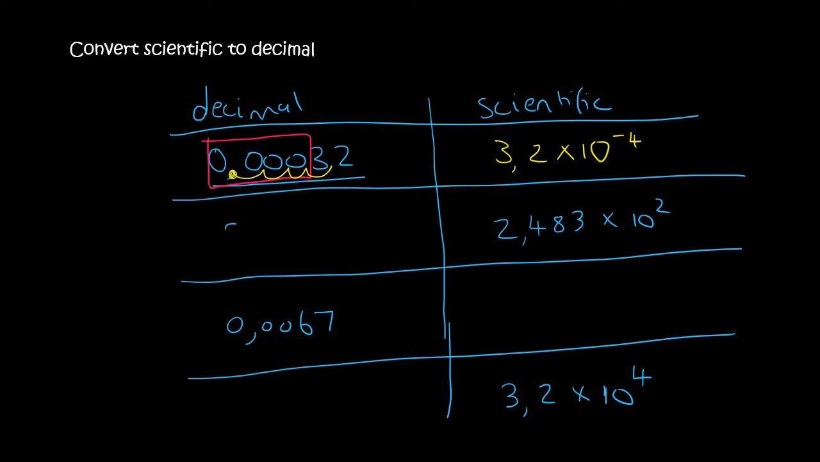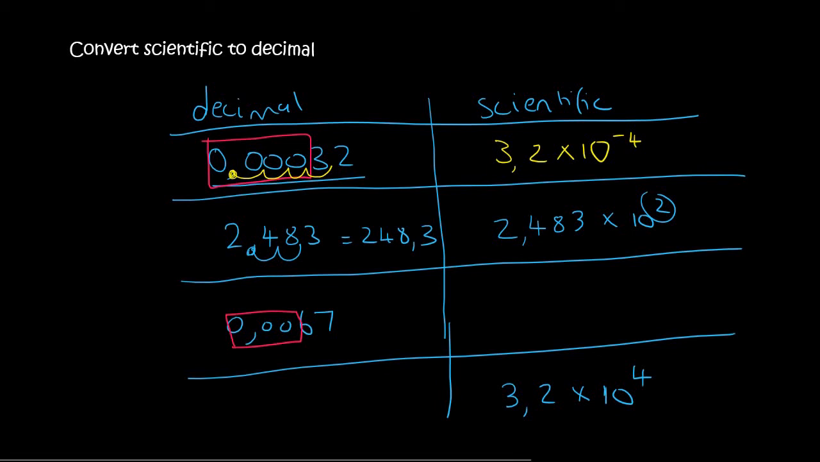For the next one, I'm just going to write down 2,483, and we only need to move the decimal place 2 places to the right, so that'll be 1 and 2. And so we end up with 248,3. Here's the next one. There's a few zeros in the front, so we can ignore those, and we rather write it as 6,7 times 10. Now we need to see that the decimal was here, and then it moved 1, 2, 3 places to the right, and so we put a minus 3.